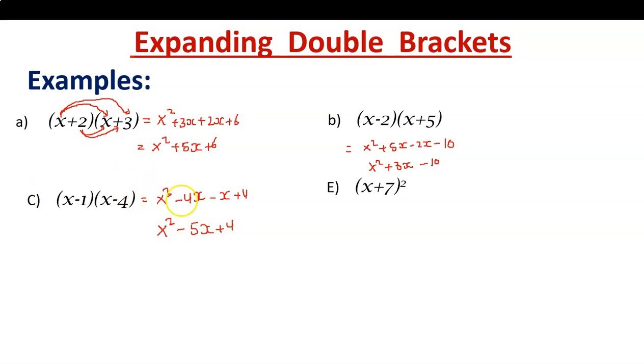Last example, x plus 7 squared. This is x plus 7 twice. So we got x plus 7, and again we got another x plus 7. That's what the square means. Let's expand this. So we got x squared plus 7x. We finish with x. So let's do now the 7. If I start with the 7, I got 7 times x is 7x, and 7 times 7 which is 49. 14x plus 49.